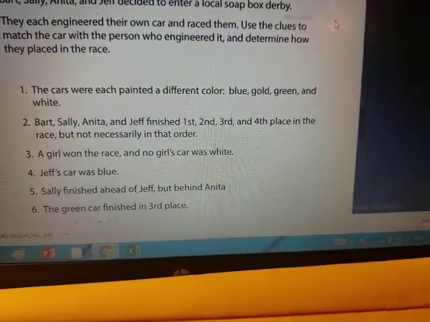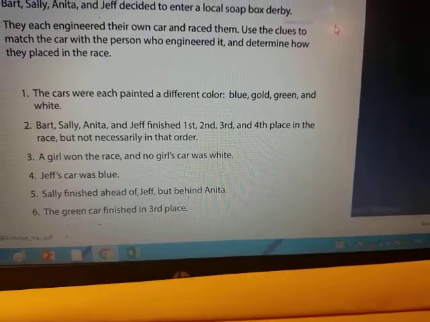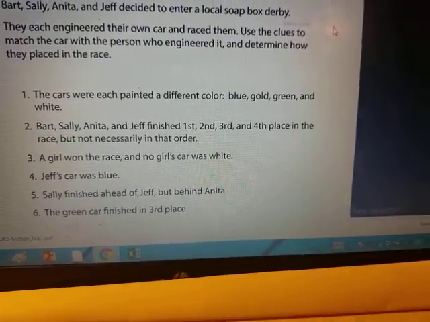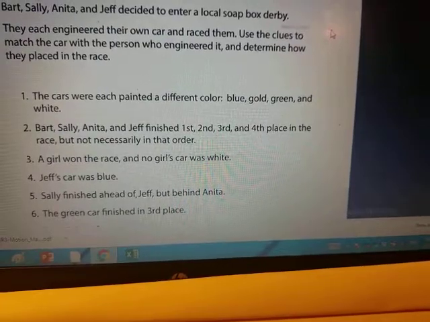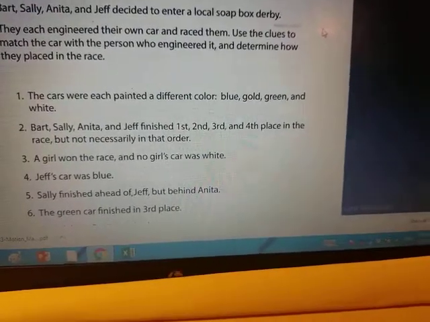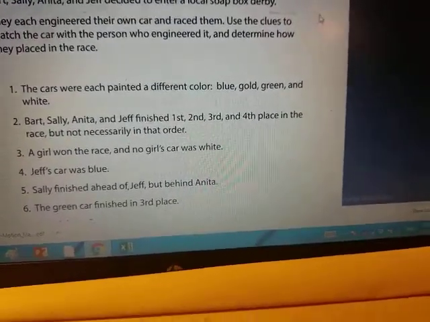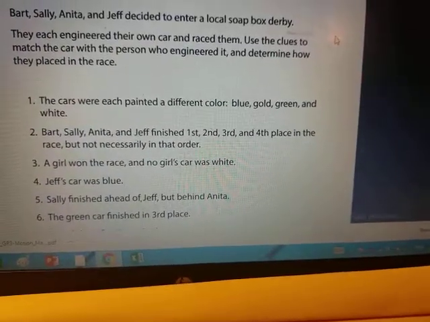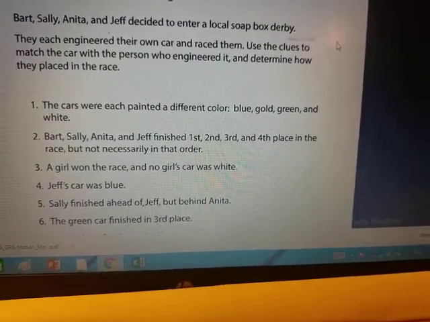All right, so number 1 says the cars were each painted a different color: blue, gold, green, or white. Okay, so one of the things we need to figure out is whose car was who. What color was Bart's car, what color was Anita's car, Sally's car, and Jeff's.